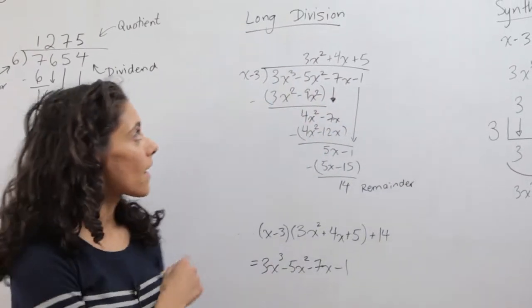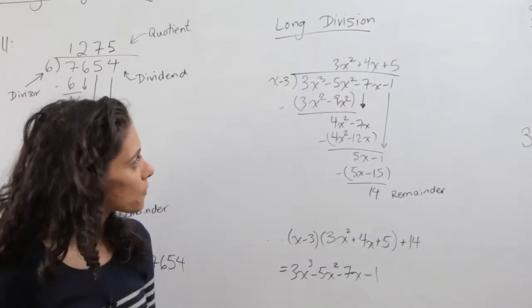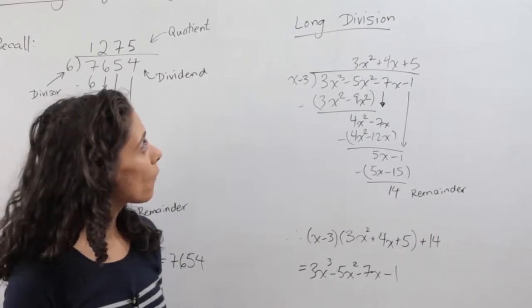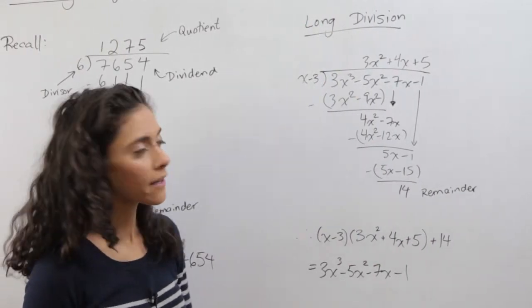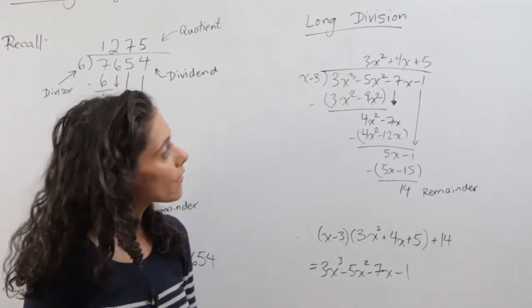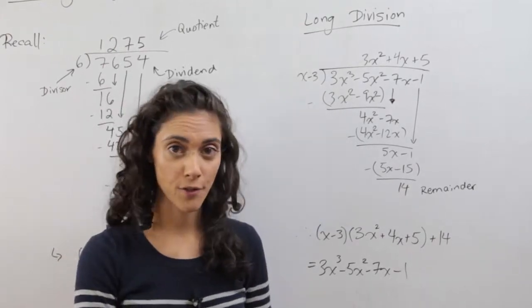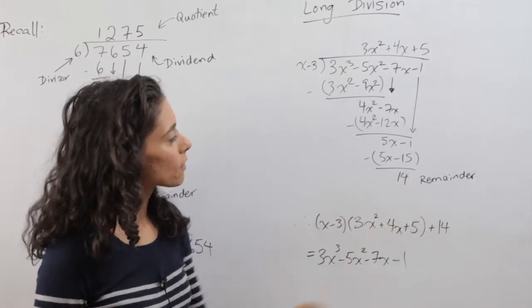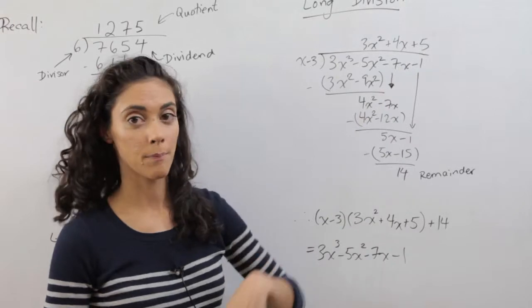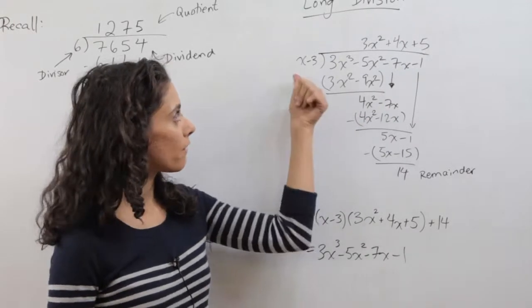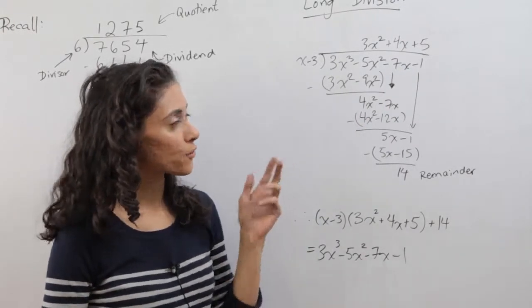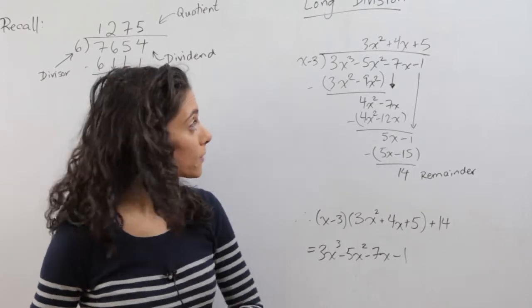So we're going to do the exact same thing, but with polynomials. The process is identical. So say I want to divide 3x cubed minus 5x squared minus 7x minus 1 by x minus 3. So I set up my long division. The dividend, the thing being divided, goes in there. The divisor goes in there. My answer will be my quotient, and I'll probably get a remainder.